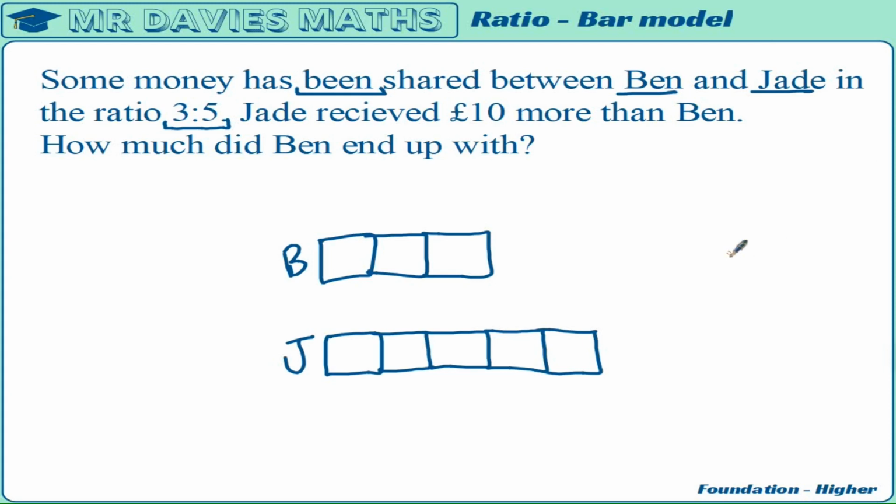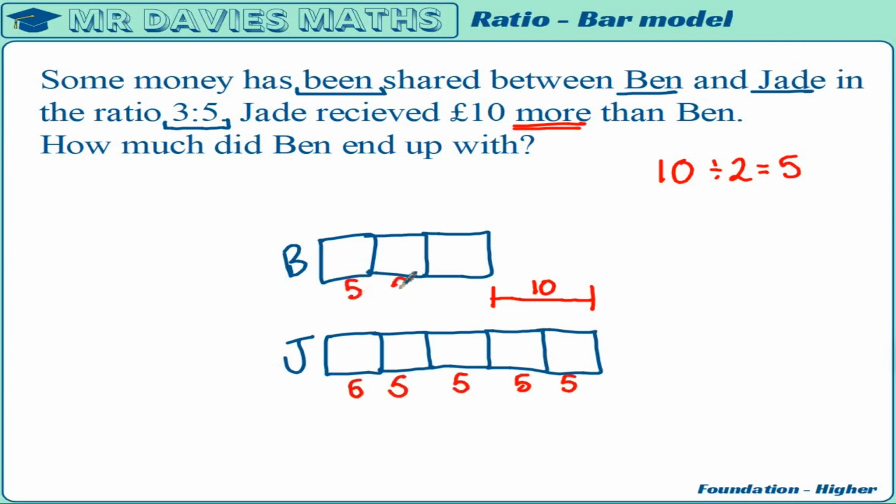Right, what piece of information have we been told? Well, we don't get told the total, we don't get told how much Ben ended up with, and we don't get told how much Jade ended up with as a total. We get told that Jade received £10 more. So when you see the word more or less, you're thinking about how many more boxes Jade had. Well, if you think about it, Jade had 2 more boxes. So if Jade had 2 more boxes than Ben, but she had £10 more than Ben, I can now figure out how much was in each of her extra boxes. 10 divided by her 2 extra boxes means there was 5 in each box. There was also 5 in all of Ben's boxes.